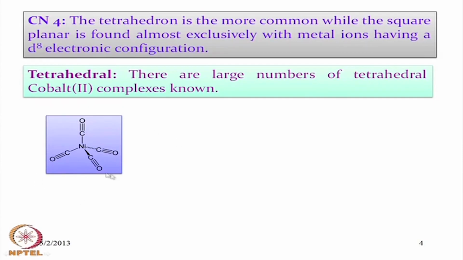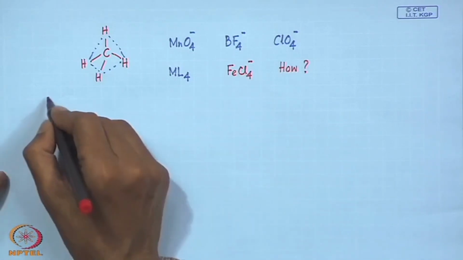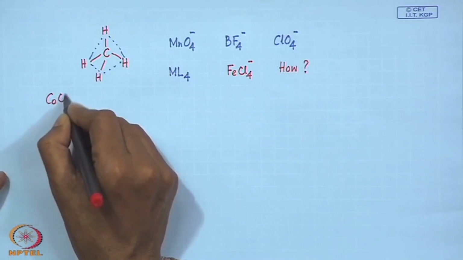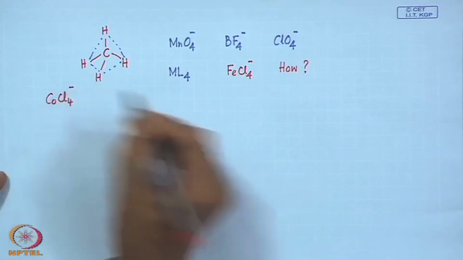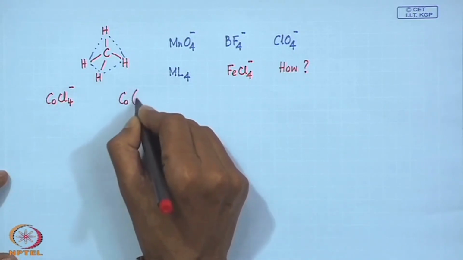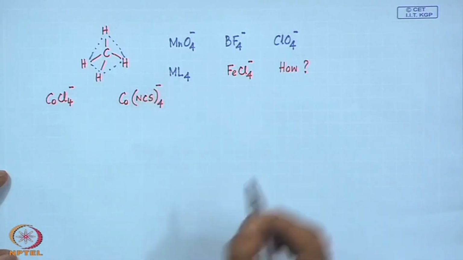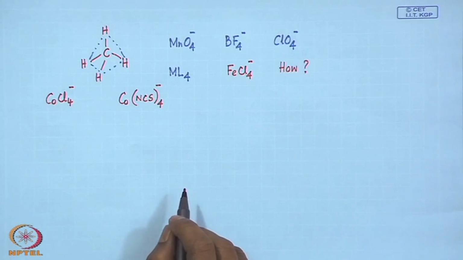And the well known example, we know the corresponding tetracarbonyl nickel, which is tetrahedral in structure, and also we can have the corresponding cobalt. This FeCl4 minus we have also seen similarly. Cobalt CoCl4 is also tetrahedral in nature, then the cobalt tetrathiocyanate anion is also tetrahedral in structure.